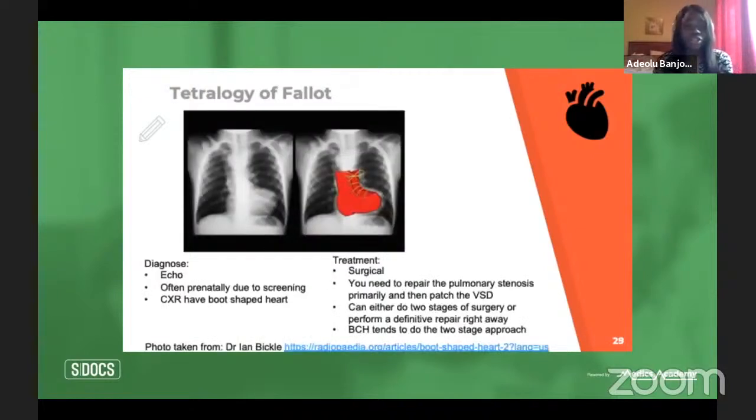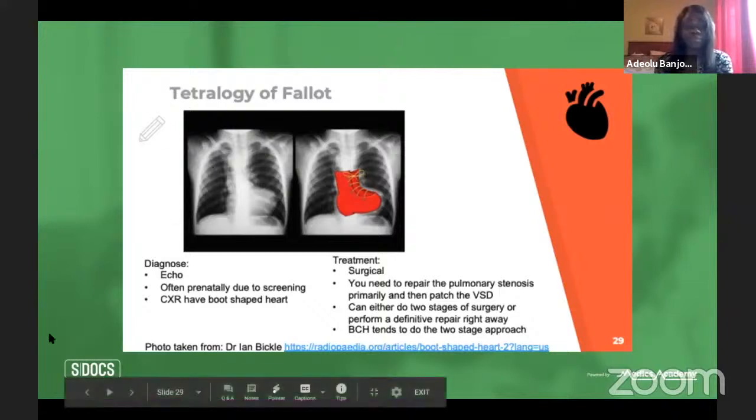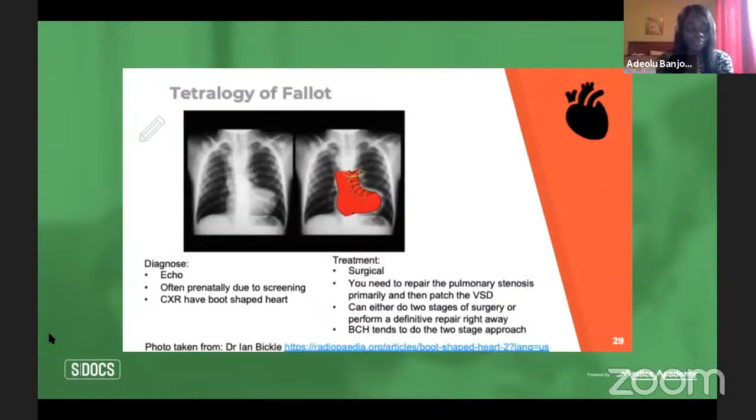So to diagnose the tetralogy of Fallot, the definitive diagnosis would be using an echo. And this is another form of congenital heart disease, which is often diagnosed prenatally due to all the screening that should occur prenatally. So at the 20-week fetal anomaly screen, it should ideally be diagnosed then. And also on a chest X-ray, these patients would have a boot-shaped heart, which you can see in the image on the screen. For treatment, it's going to be a surgical treatment.